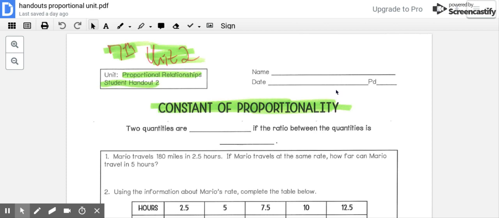Today we're going to talk about the constant of proportionality. You should have the student handout too, so make sure you have that out. And so we're going to review.